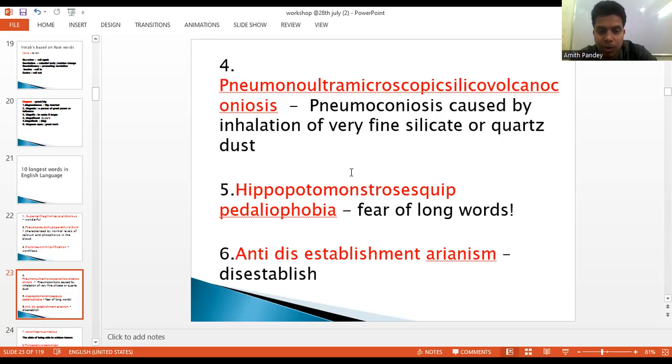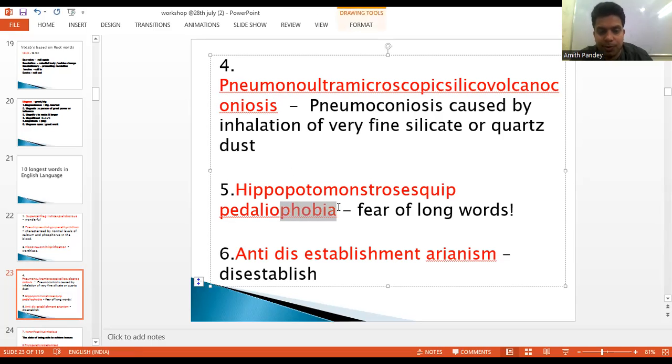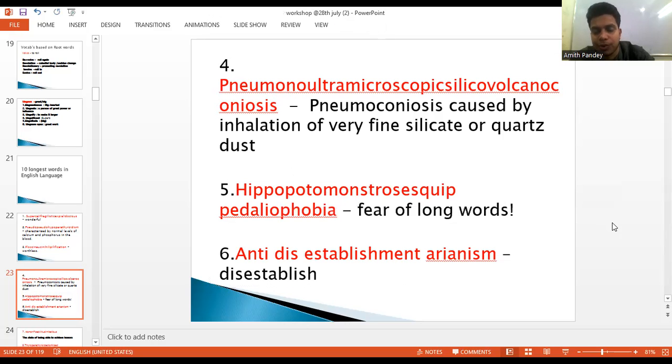Next is hippopotomonstrosesquippedaliophobia, and as you can see, the last word is phobia. It means something related to fear, the fear of long words. So those who have the fear of long words, for them you can use this particular word.